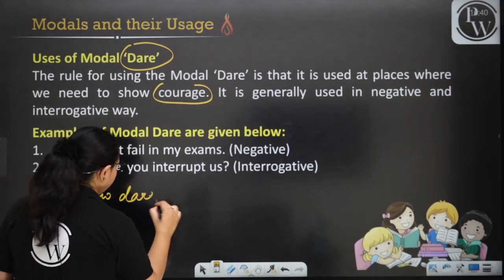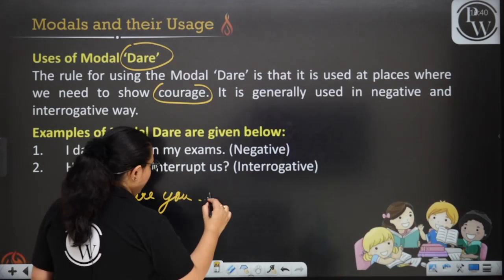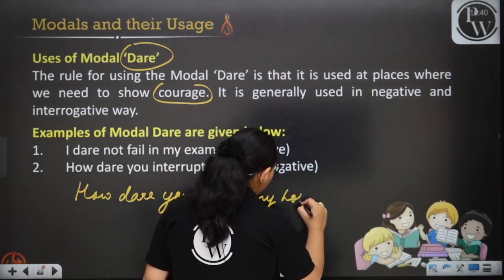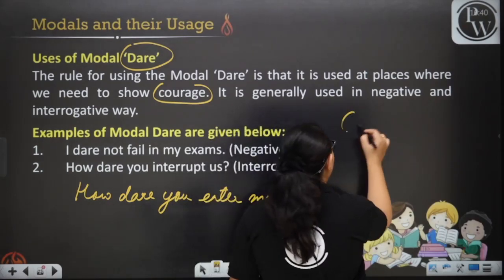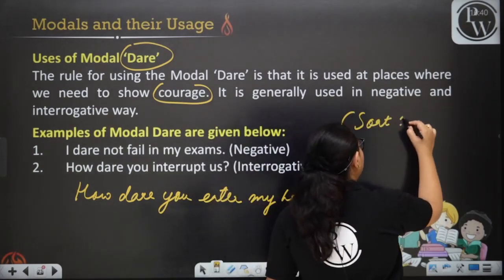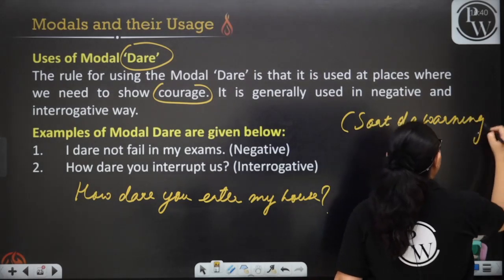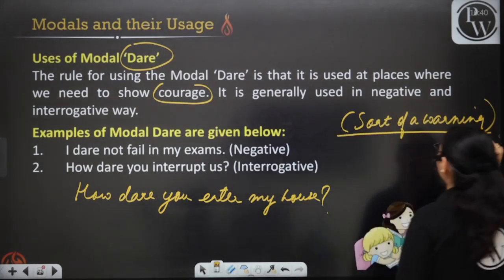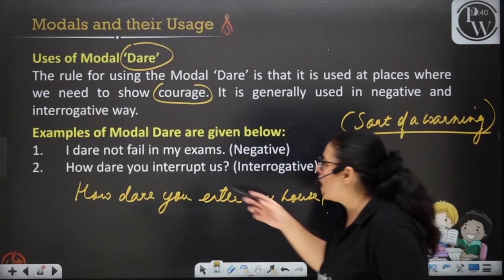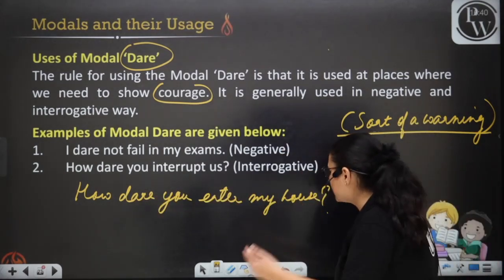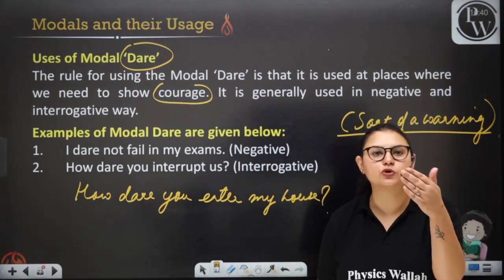How dare you enter my house? Now, you can also say that it is sort of a warning. When you are trying to warn someone, you use dare. How dare you interrupt us? Okay, in the interrogative form. How dare you enter my house? How dare you do this to me?